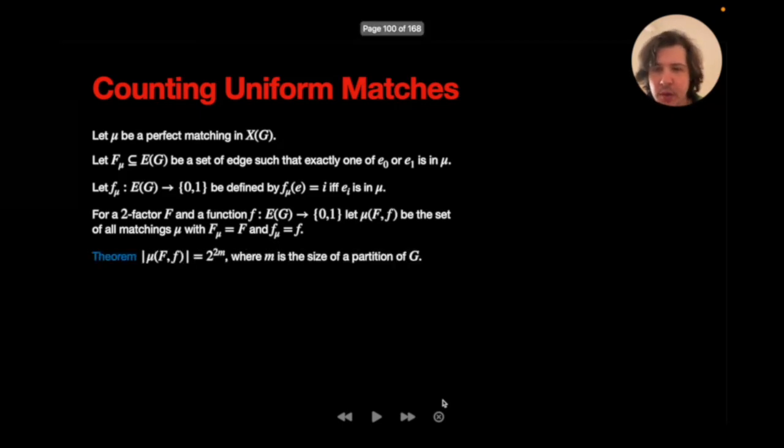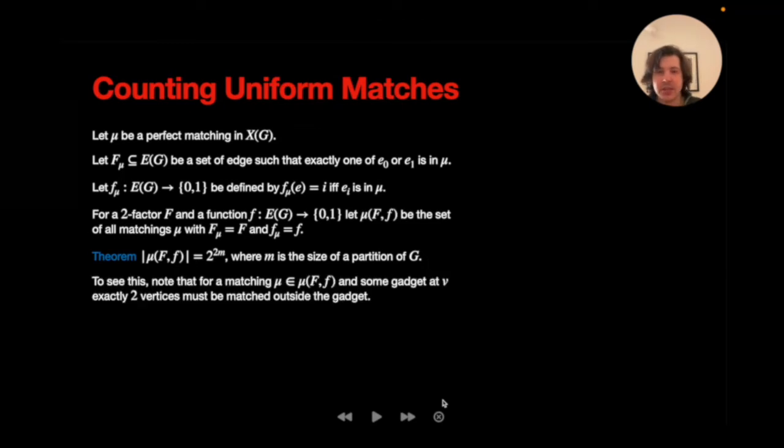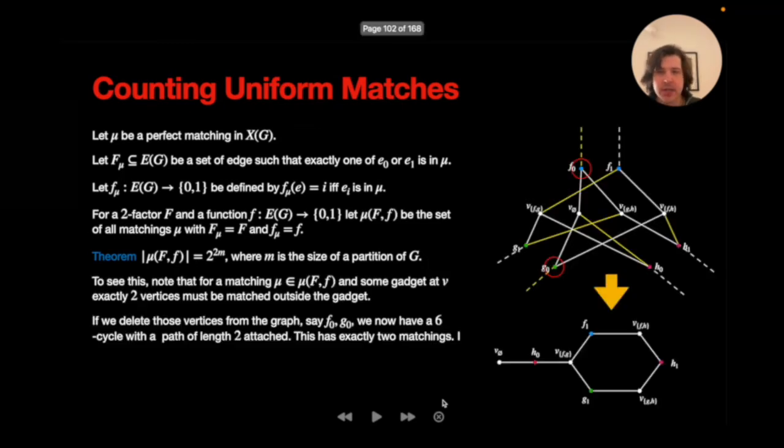And the theorem we have is that the set of all perfect matchings that match that template, so these are perfect matchings in the CFI graph that match this template, is 2 to the 2m, where m is the size of a partition of G. So to actually see this, let's take a look at a diagram.